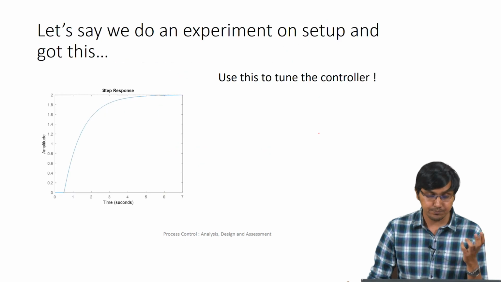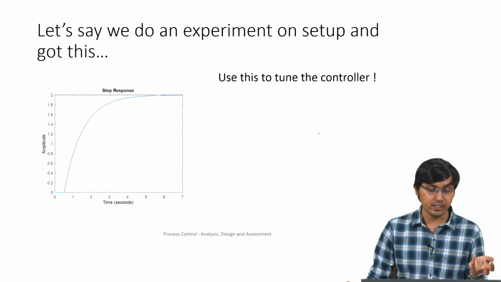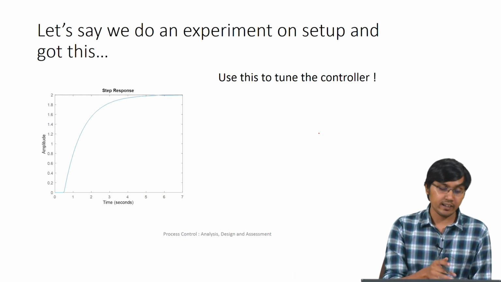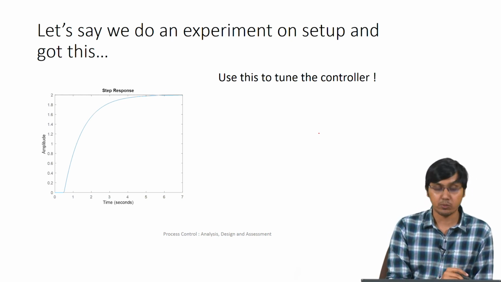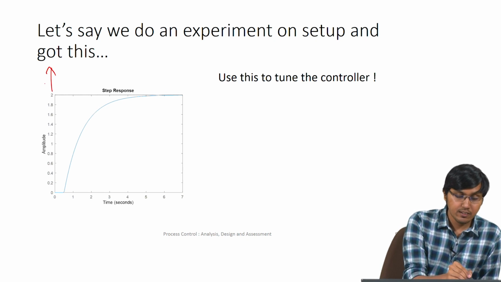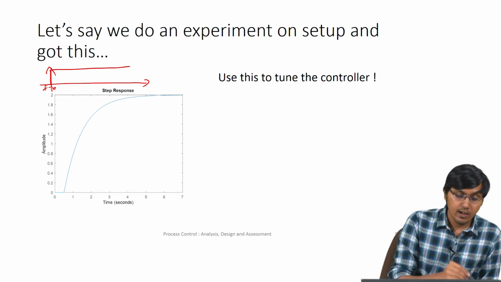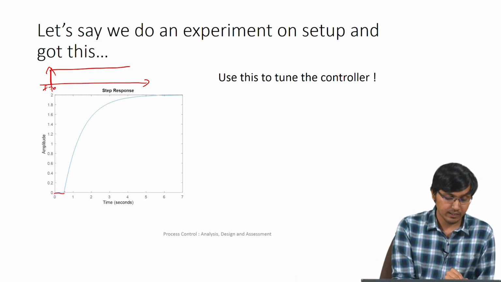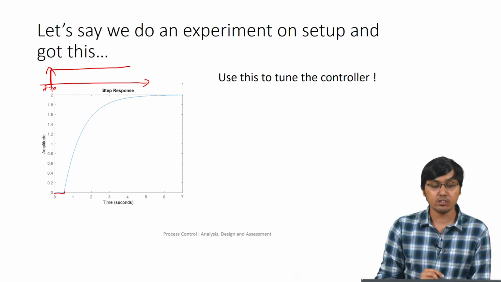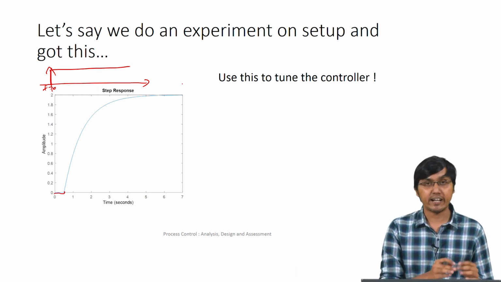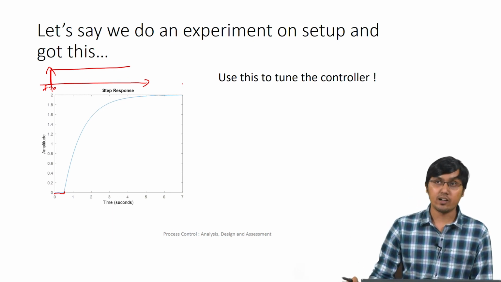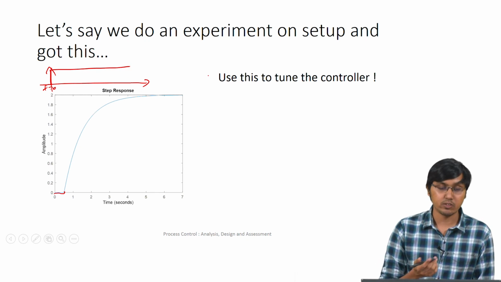So we will try to see, for a system like this, this is the response I have got. Basically, I have given a step change in the manipulated variable at time equal to 0, and this is what I have got as a response. This is how my output is going to vary. So what values am I going to get from this, and how am I going to use these values for getting the controller's parameters? That is what I want to see here.